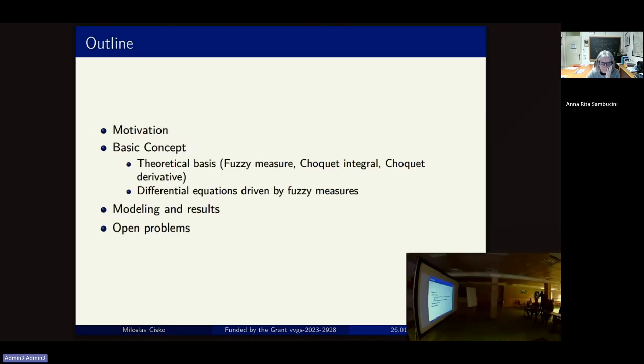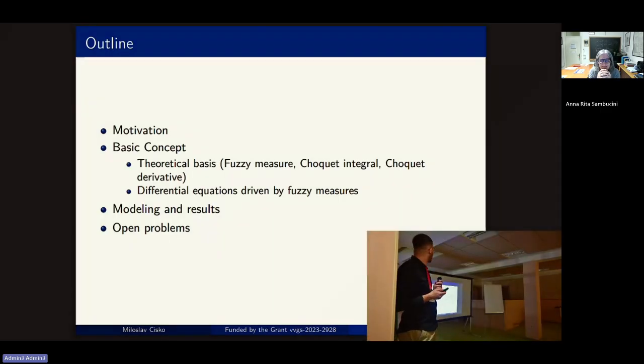Okay, so what I'm going to speak about, I will start with some motivation example, like a toy example. Then I think it is necessary to start with the basic concepts because I think it is not so common. And then we will switch to the modeling and some results of our current work, which will end with some open problems because nothing is done yet.